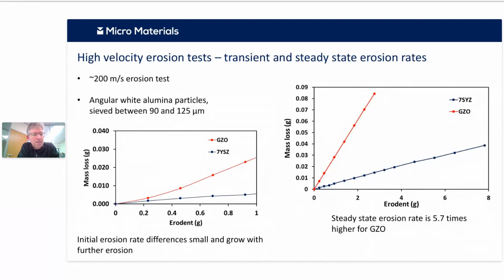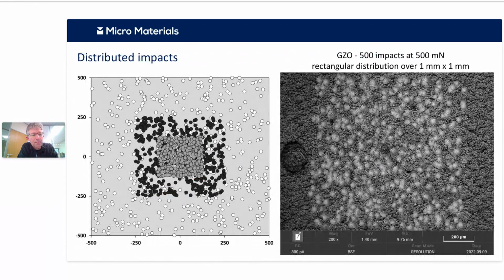So if we compare the two materials, we can see that in a real erosion test, they start off looking quite similar, but towards the steady state erosion, you get a bigger transition and a bigger difference between those two materials. So the yttria-stabilized zirconia is about five times more impact resistant than the gadolinium zirconate. So we wanted to understand a little bit why this gadolinium zirconate was not performing as well.